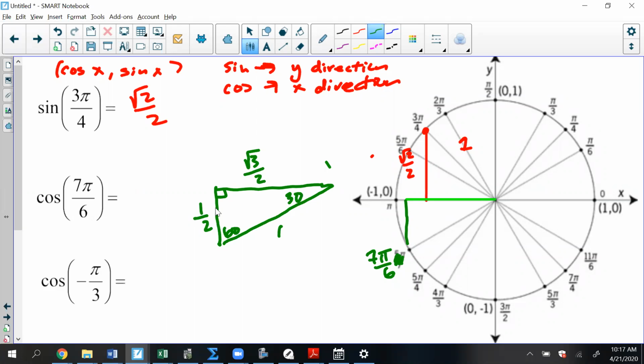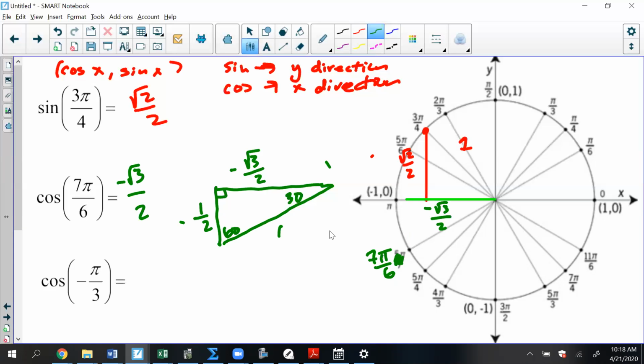So in the cosine, if I translate this back, which direction I go is really, really important. So I went in the negative x direction and the negative y direction. So I know the coordinate is negative square root 3 over 2, comma, negative 1/2. So the cosine is just the x direction, would be negative square root 3 over 2. So if I take away this triangle now, that green line is my answer. It's negative square root 3 over 2.